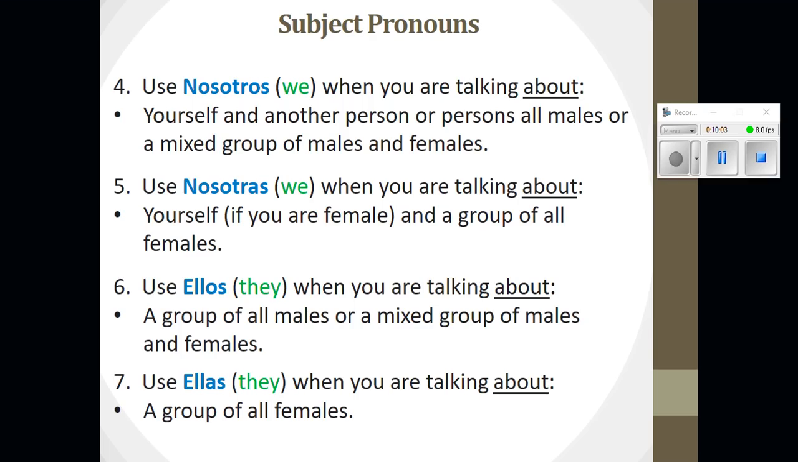Okay, 6 and 7 would be ellos and ellas. Those both mean they. And you use them when you're talking about a group of all males or a mixed group of males and females with ellos, and ellas when talking about a group of all females. Please pause the video and mark down nosotros, nosotras, ellos and ellas, and what those mean, we and they.